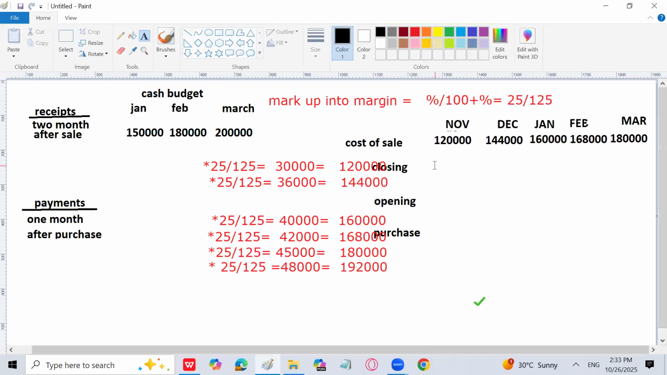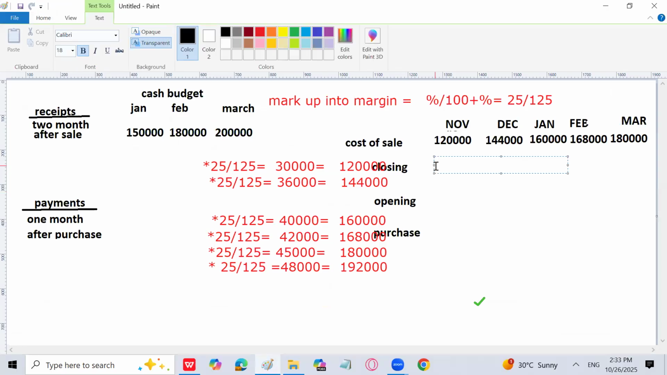अब क्लोजिंग इन्वेंट्री, वेरी सिंपल। 144,000 दिसंबर की कॉस्ट ऑफ सेल है, 144,000, नॉट द सेल्स वैल्यू। इसका 25%, 36,000, दैट इज गोइंग टू बी द क्लोजिंग इन्वेंट्री। ओपनिंग इन्वेंट्री क्या होगी, नवंबर, 1,20,000, नवंबर की जो कॉस्ट ऑफ सेल्स है, दैट इज द क्लोजिंग इन्वेंट्री ऑफ अक्टूबर, इसका 0.25, दैट इज गोइंग टू बी 30,000.